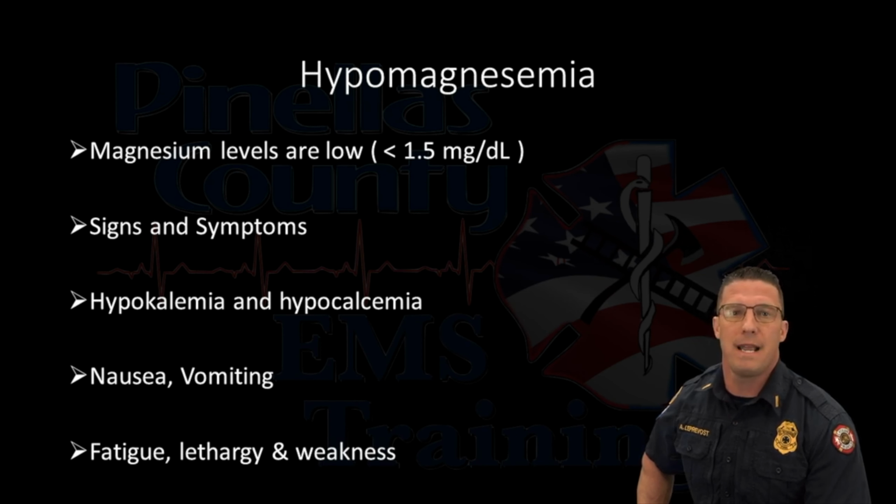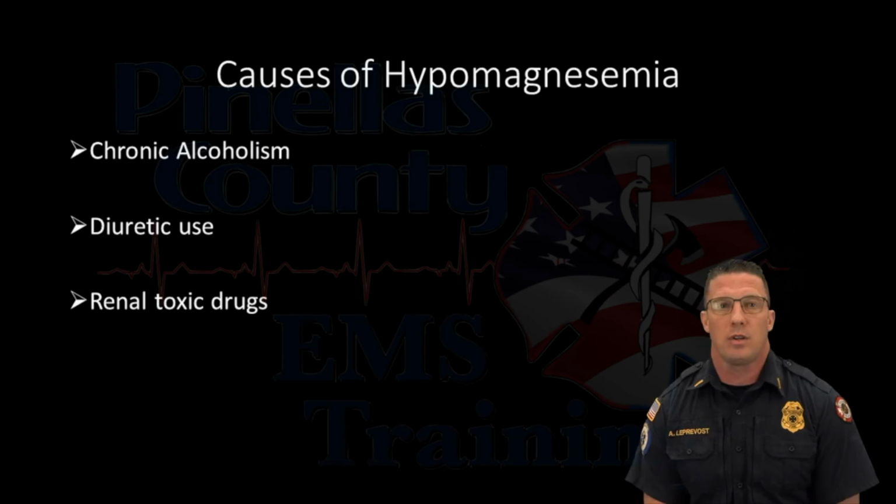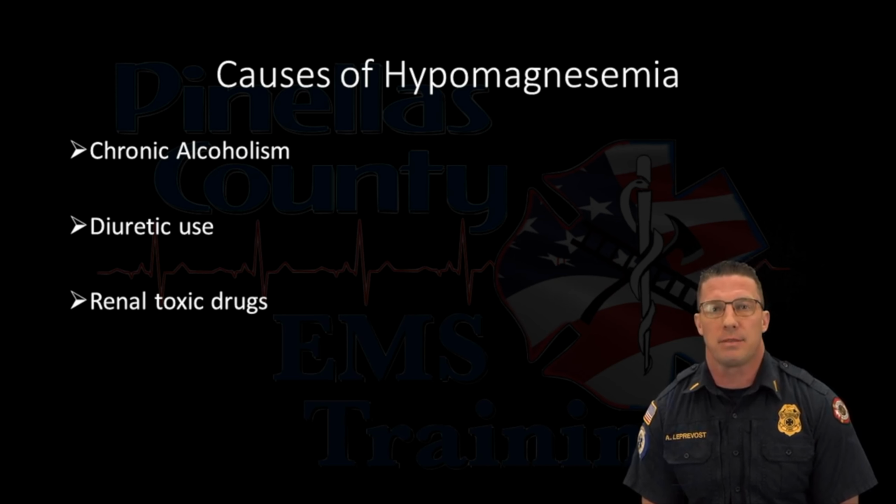Early signs of hypomagnesemia are nausea, vomiting, fatigue, lethargy, and weakness. All these electrolytes work together, and some lean on the others very heavily. So what causes this imbalance, do you ask? Well, like the other electrolyte imbalances, there's a lot of possible causes. For this discussion, again, we will focus on common things EMS personnel may see, like chronic alcoholism, diuretic use, and drugs that are toxic to the renal system.